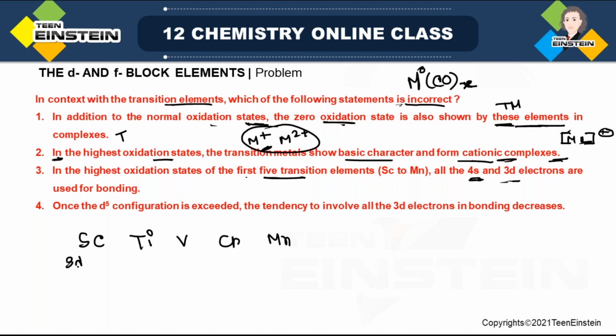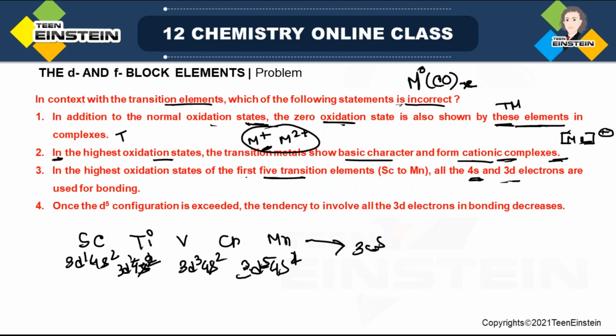Now scandium is 3d1 4s2, titanium 3d2 4s2, basically one electron will be gradually increased. Then 3d3 4s2. For chromium, remember there is one exception, it is actually 3d5 4s1, and Mn is 3d5 4s2.